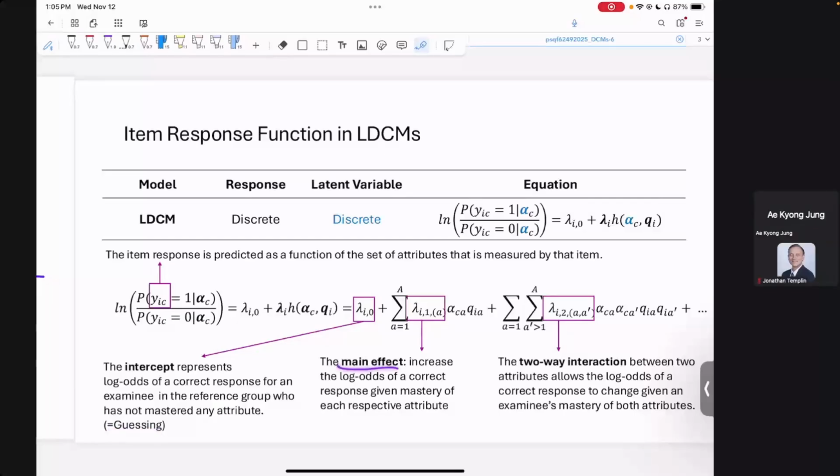And the main effect means the increase in the log odds of a correct response given mastery of each respective attribute. So if we have 4 attributes, then we have 4 main effects. And this third purple box is the two-way interaction between 2 attributes, which allows the log odds of a correct response to change given an examinee's mastery of both attributes. The dots show that there are 3-way and 4-way interactions if we have 3 attributes and 4 attributes.